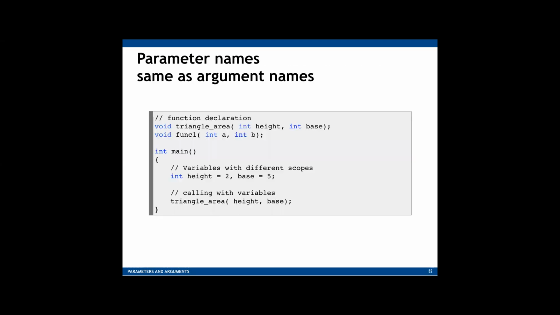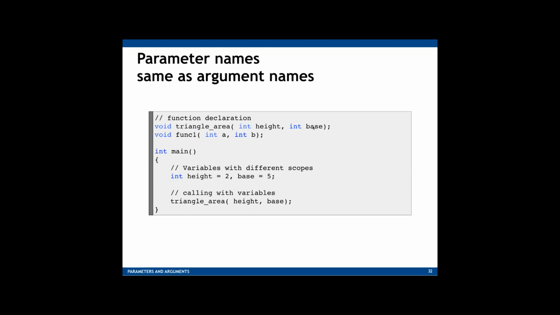Let's see the example code showing parameter names the same as argument names. If you look here, there is a function declaration. There is a function called triangle area, and it has two int type parameters named height and base. You can guess what this function does by reading the function name and the parameter names. This function calculates the area of a triangle, and it receives the height and base of the triangle.